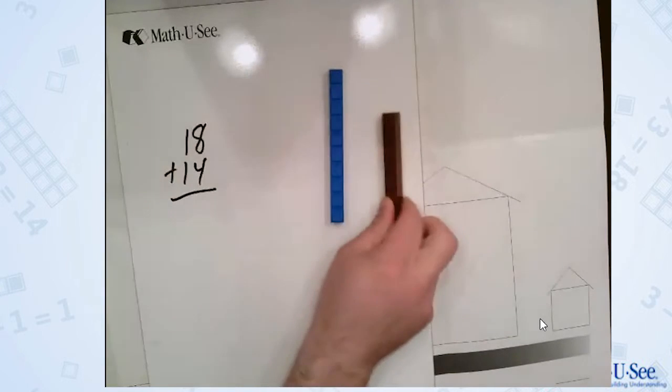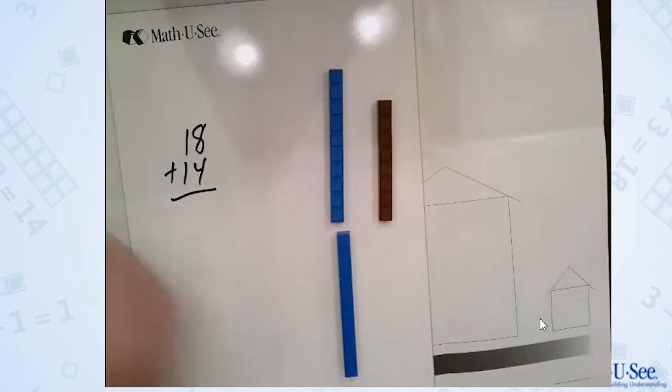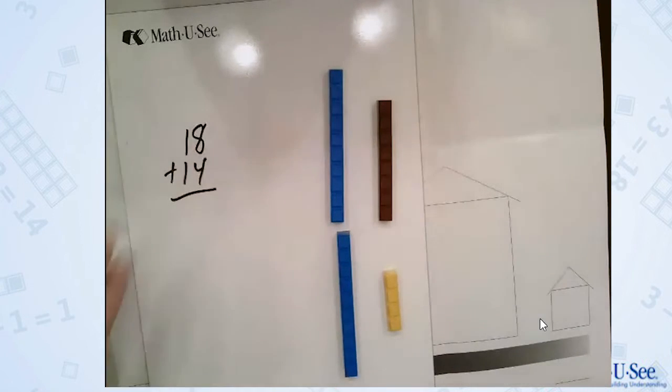So here's our 18. We have our 10 block and our 8 block. And we have 14, our 10 block and our 4 block. So when we add a problem like this, first thing we do is we add the units column. And one of the phrases you're going to hear a lot in Math U See is to compare and combine, you must be the same kind. And what that essentially means is we have to combine the units together, the tens together, the hundreds together. We can't go units to tens or tens to hundreds. They have to be the same place value.